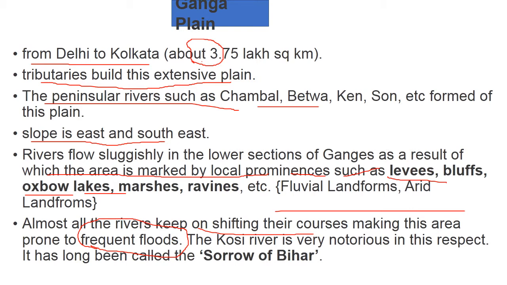The slope is east and southeast. This region's slope is east to southeast. The river flows sluggishly in the lower section of the Ganga, as a result of which the area is marked by local prominences such as levees, bluffs, oxbow lakes, marshes and ravines. This means these rivers flow sluggishly because of the mostly plain area.